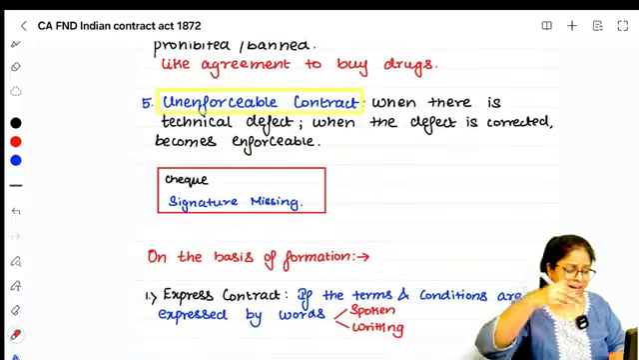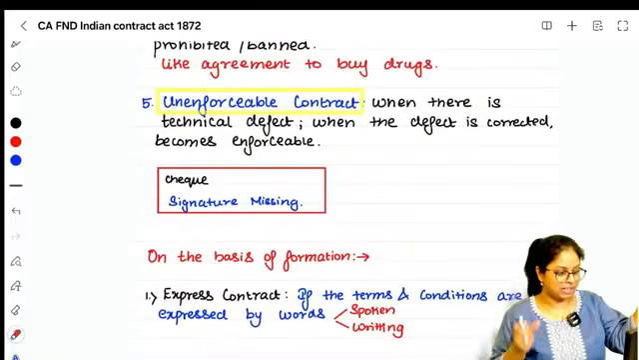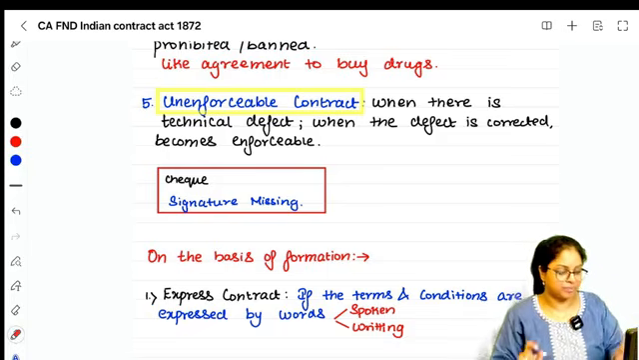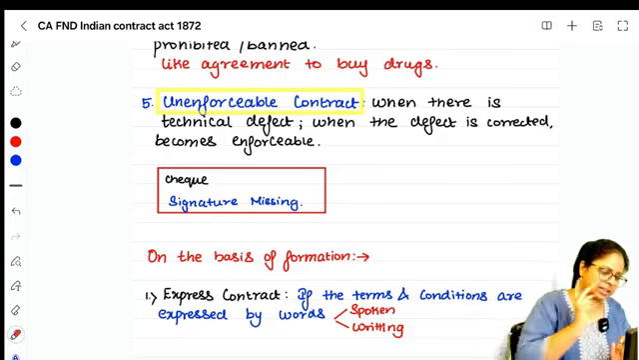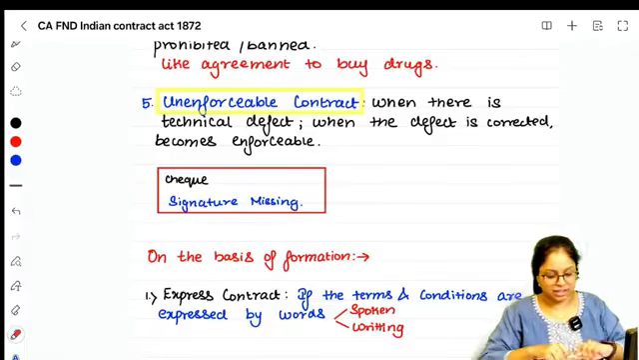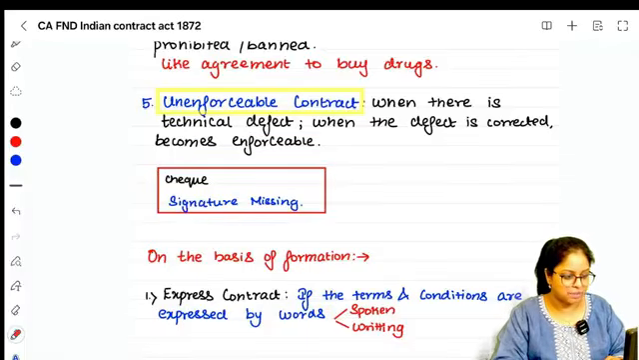Unenforceable, for example, a cheque where the signature is missing, or the words and numbers are not matching. There's a technical defect. The moment you correct the technical defect, it becomes valid. Is that absolutely clear?